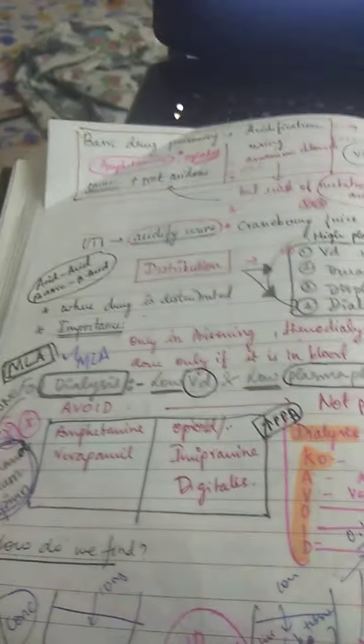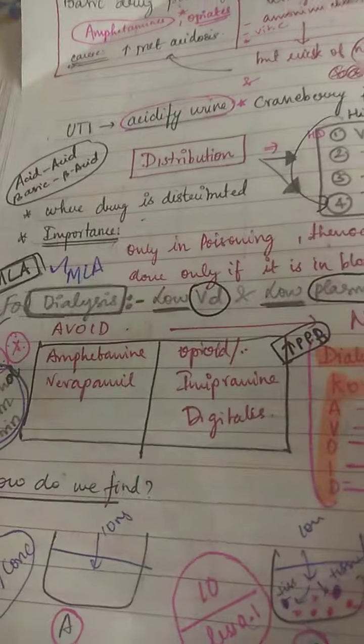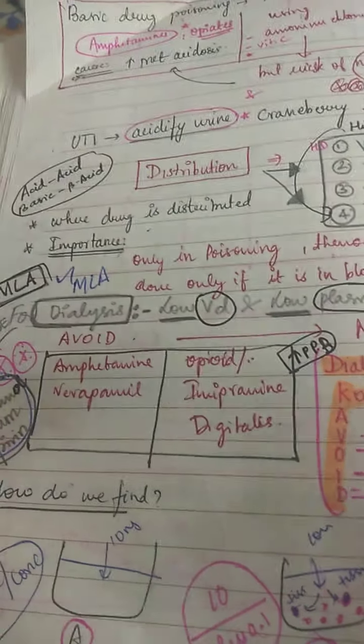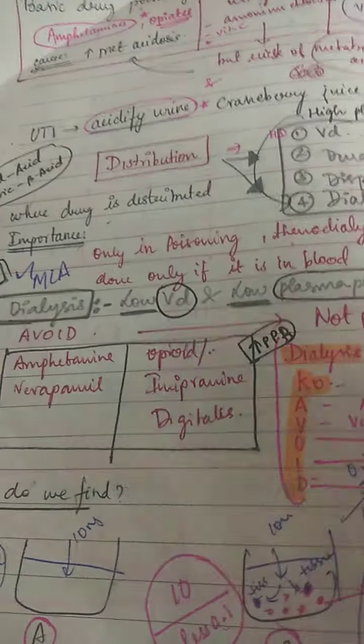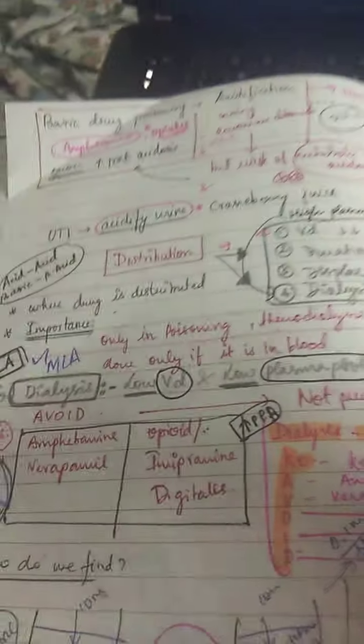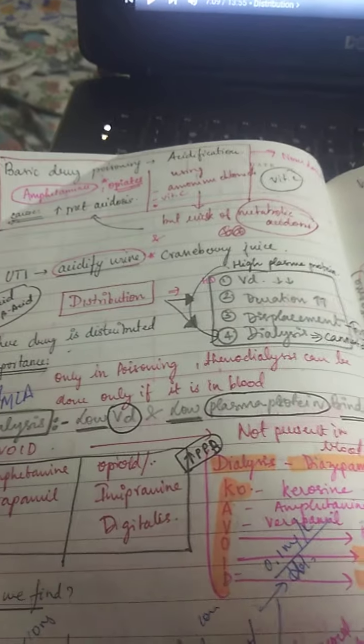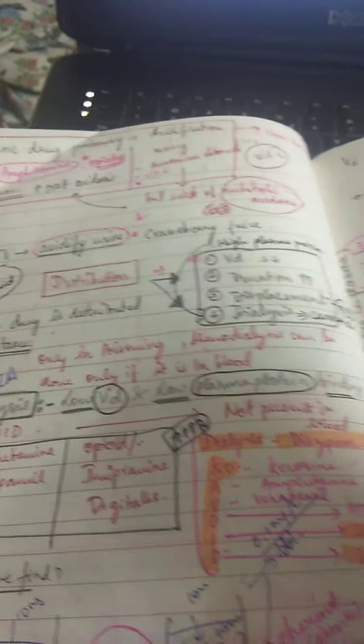Talking about distribution. With distribution of a drug, many factors help determine how the drug is distributed and redistributed in the body. After first pass metabolism, it should be distributed to various tissues, and the factors responsible are: it should be lipid soluble, the blood flow to the organ is important, and the capillary permeability to the organ is important.